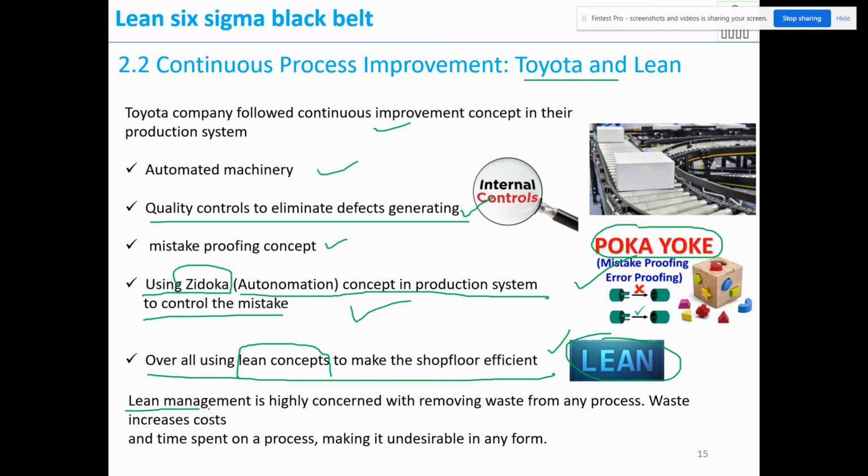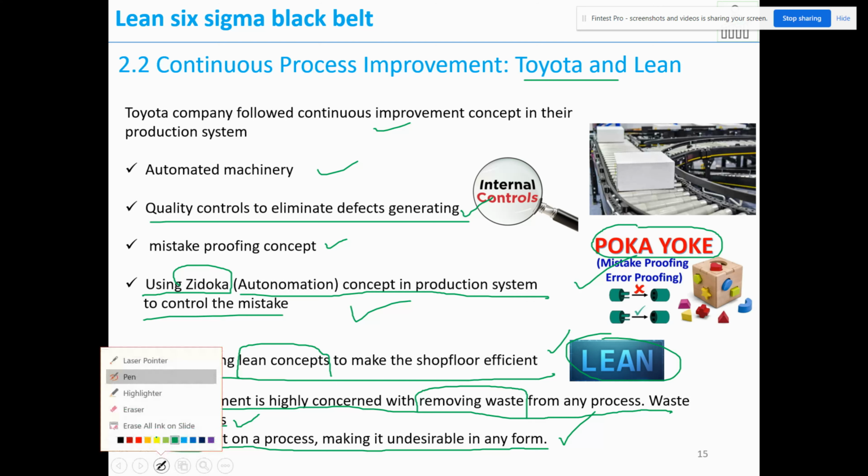Lean management is highly concerned with removing waste from any process. Waste increases cost. What is removing waste? There is some unwanted activity that you perform, like moving things and waiting for items. Removing those things will improve the efficiency of the process. More waste will increase the cost as well as the time spent on a process, making it undesirable in any form. So these are the wastes that cost us. This is the continuous process improvement that Toyota has followed.